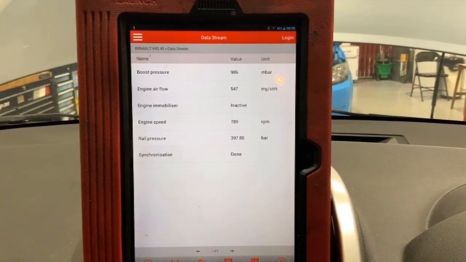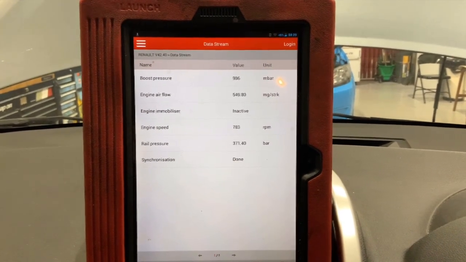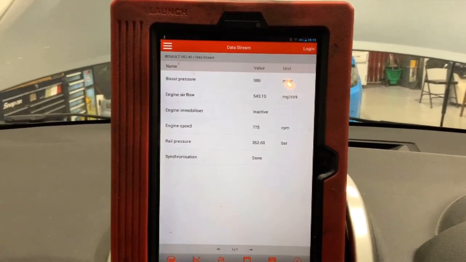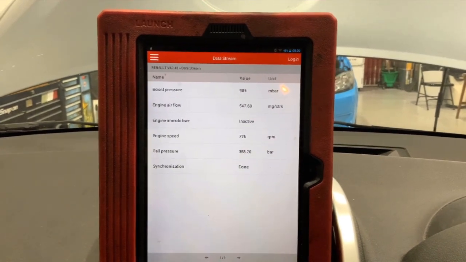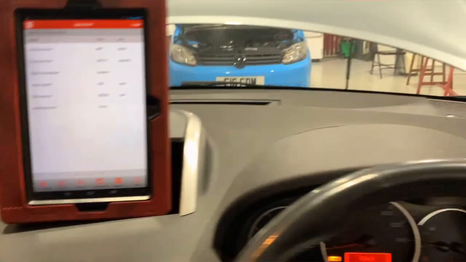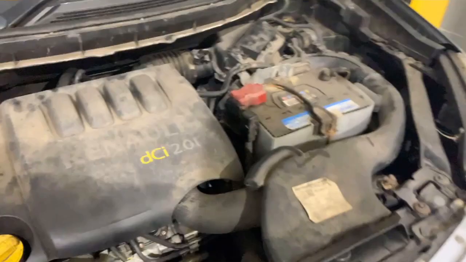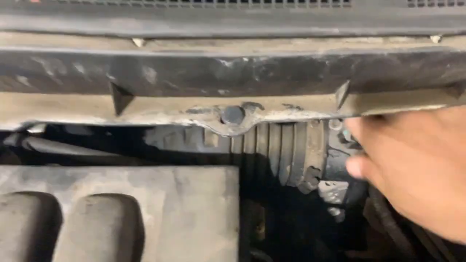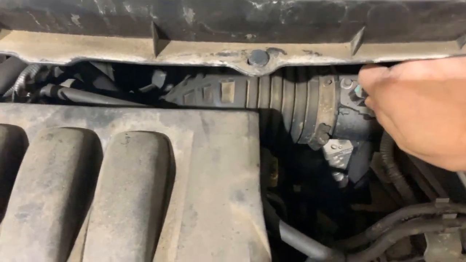Substitute value, 550 milligrams per stroke. So even though the airflow meter is disconnected, the engine ECU has substituted the known good value, and it's allowing the engine to run. So just to prove that the airflow meter is the issue, as soon as I plug it back in, the engine stalls.